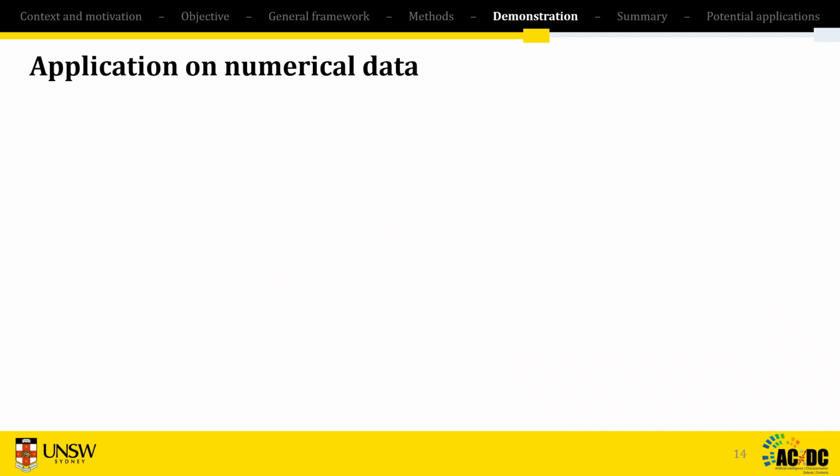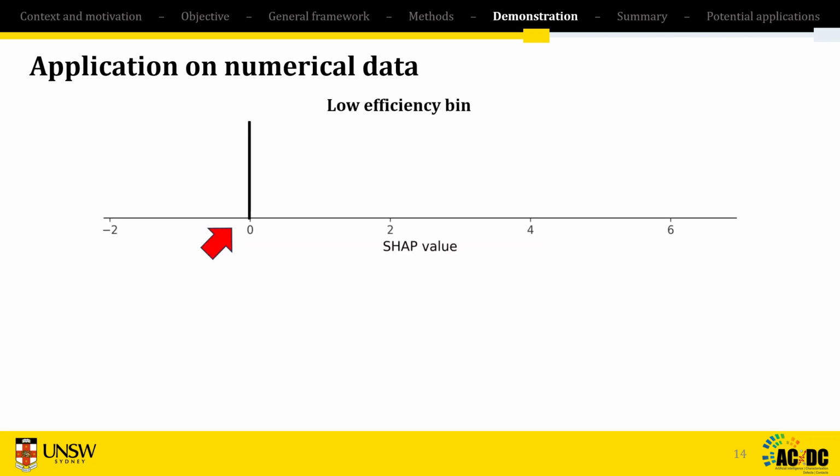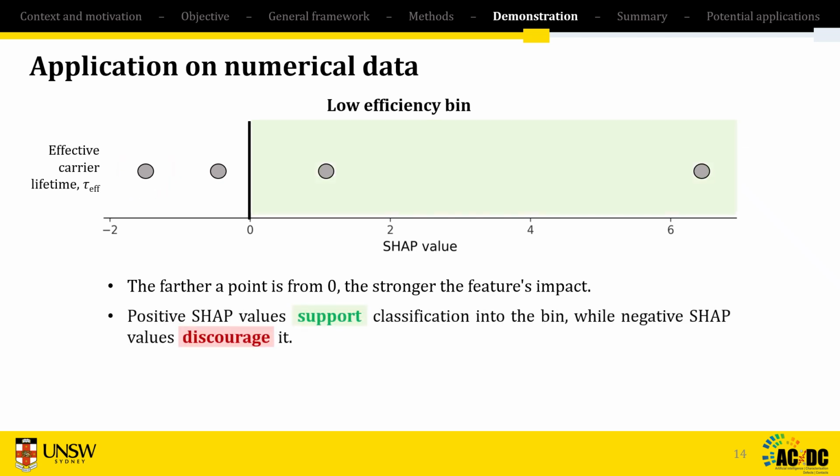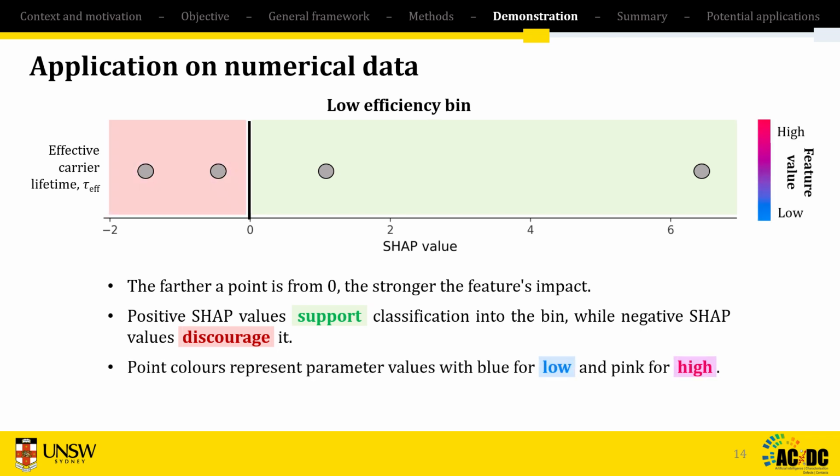So let's look at the results using a SHAP beeswarm plot, and this is the plot for the low efficiency bin. On the x-axis, you have the SHAP value with 0 as the baseline. The y-axis lists the features, and we only have one in this case, which is lifetime. The farther a point is from 0, the stronger the feature's impact. Positive SHAP values support classification into the bin, while negative SHAP values discourage it. Point colors represent parameter values, with blue for low and pink for high.